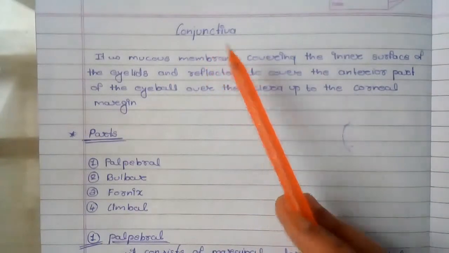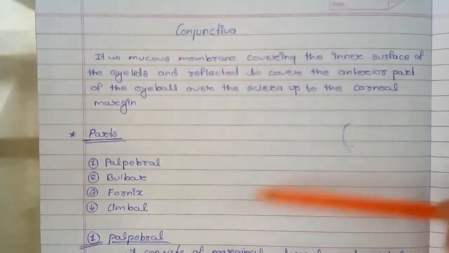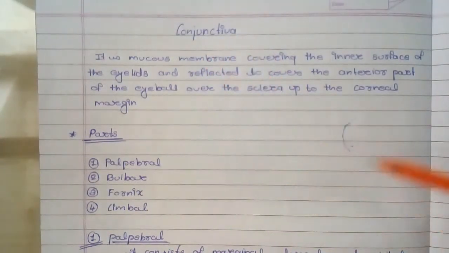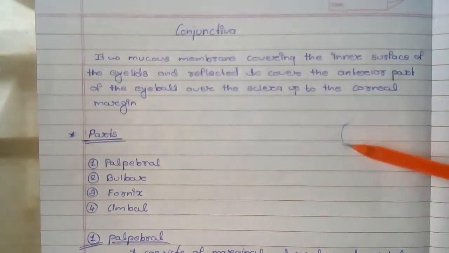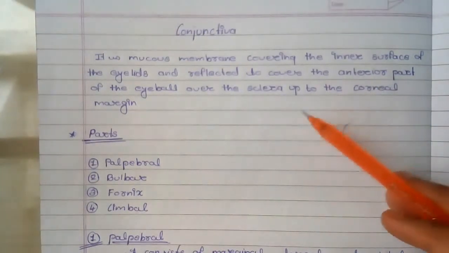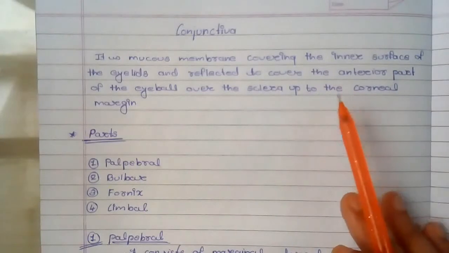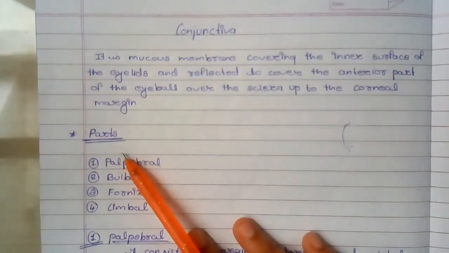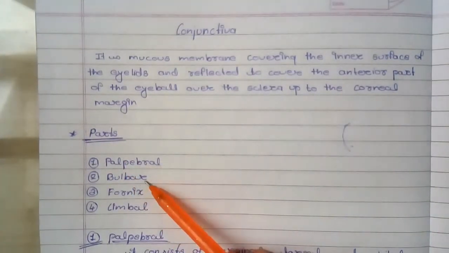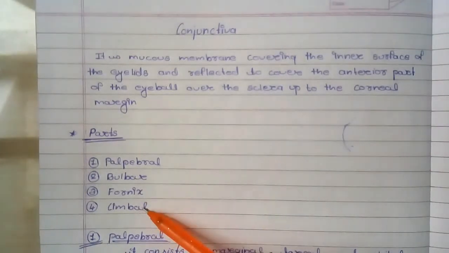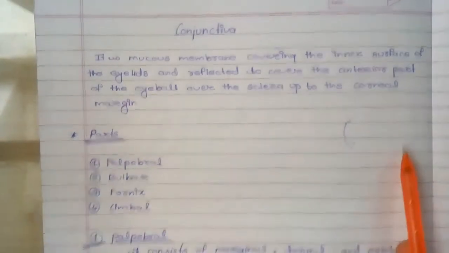Conjunctiva is a mucous membrane and it covers the inner surface of the eyelid and also the anterior part of the sclera up to the corneal margin, or we can say at the limbal. It has four parts. First is palpebral, second is bulbar, third is fornix, and the last, fourth one, is the limbal.